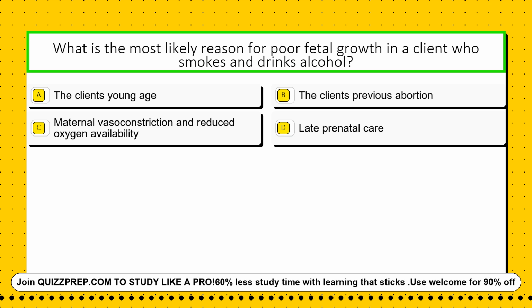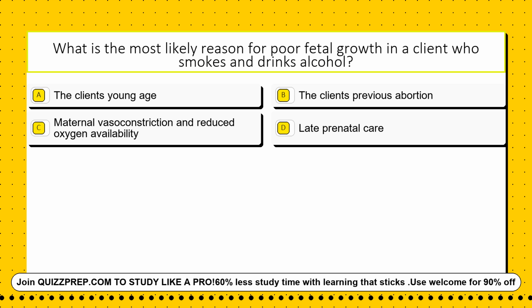Question 77. What is the most likely reason for poor fetal growth in a client who smokes and drinks alcohol? Option A, the client's young age. Option B, the client's previous abortion. Option C, maternal vasoconstriction and reduced oxygen availability. Option D, late prenatal care.